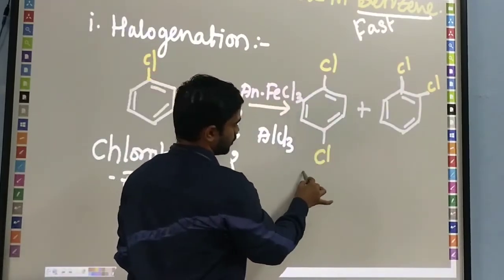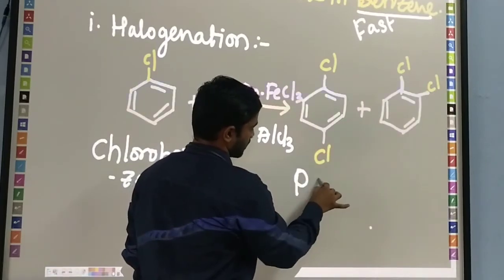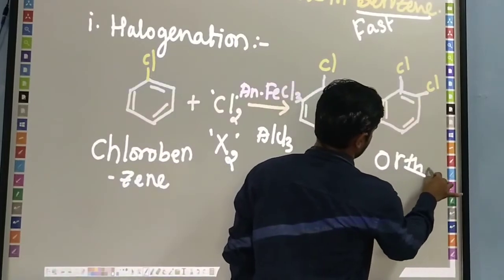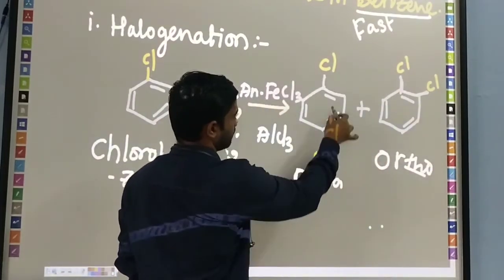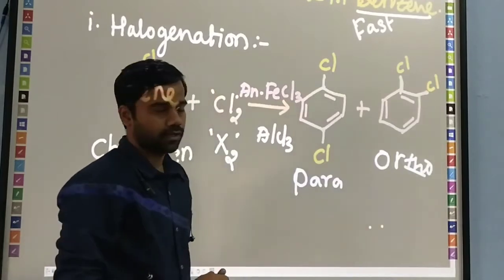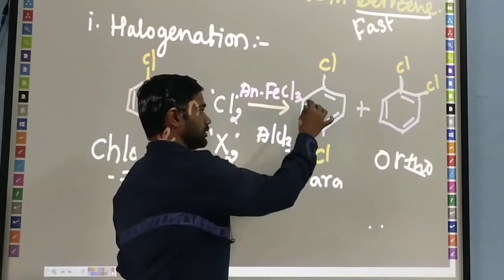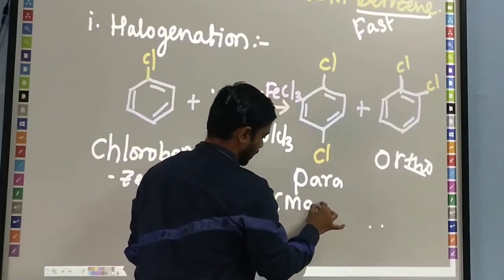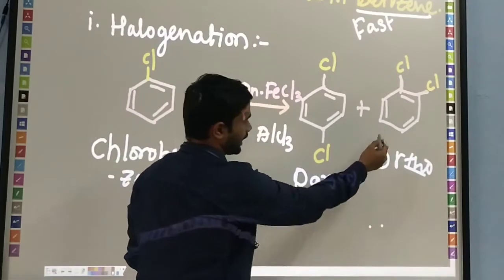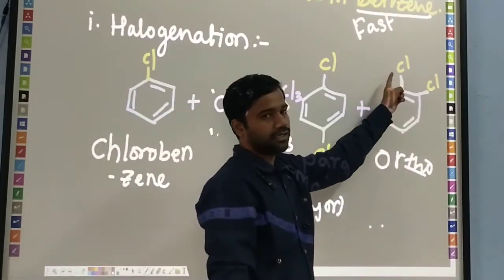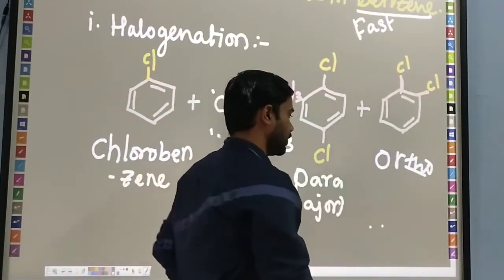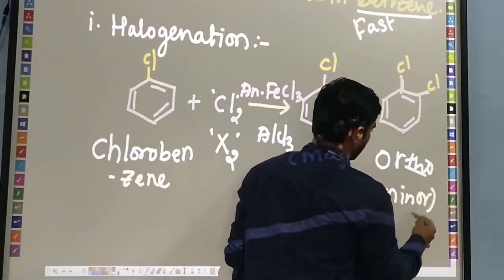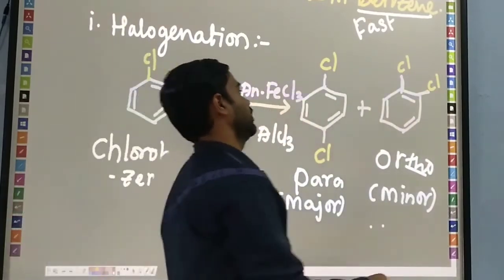This position is known as the para position, and this is the ortho position. As you can see here, there will be no repulsion between this chlorine and this chlorine. That's why this is going to be the major product. In the case of the ortho position, there will be repulsion between this chlorine and this one, so it is known as the minor one. Try to remember that only the major product will be asked in the question.